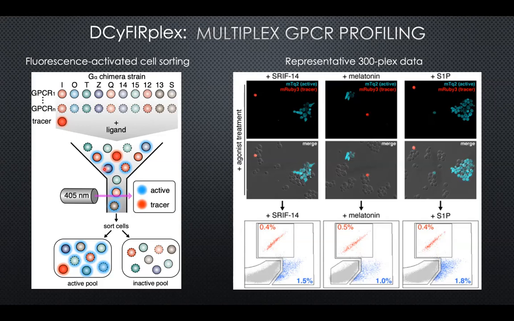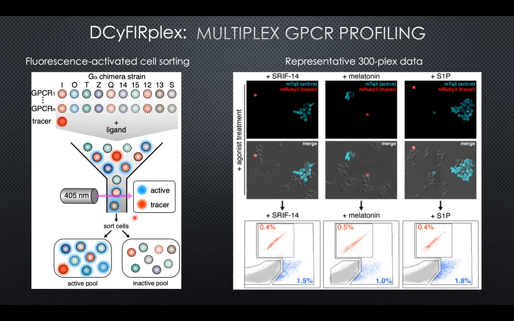What cells are we collecting? We're collecting all those cells into an active pool that turns cyan. So any yeast strain that turns cyan, we know is activated by the given ligand in the pool. And so we collect that active pool. Of course, we don't know all of the receptors that are in that pool. We just know that they are yeast cells that turn cyan.